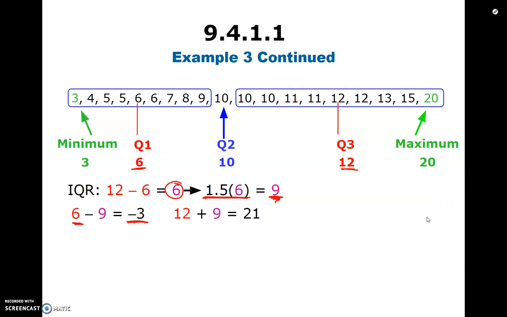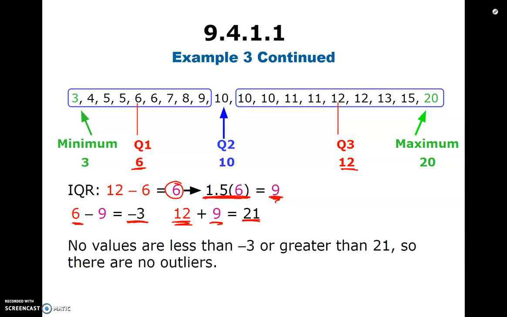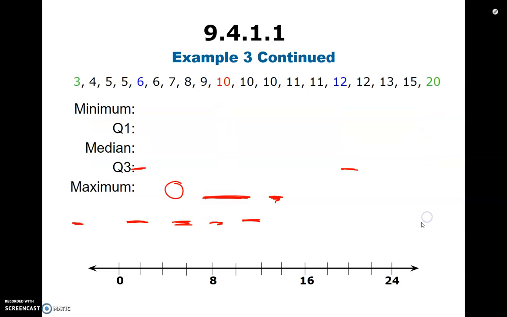Now let's take our Q3, which is 12, and let's add 1.5 times the IQR onto it, so 9, and we get 21. Luckily, we don't have any values that are greater than 21. So we really don't have any values that lie outside of -3 or 21. So we don't have any outliers.